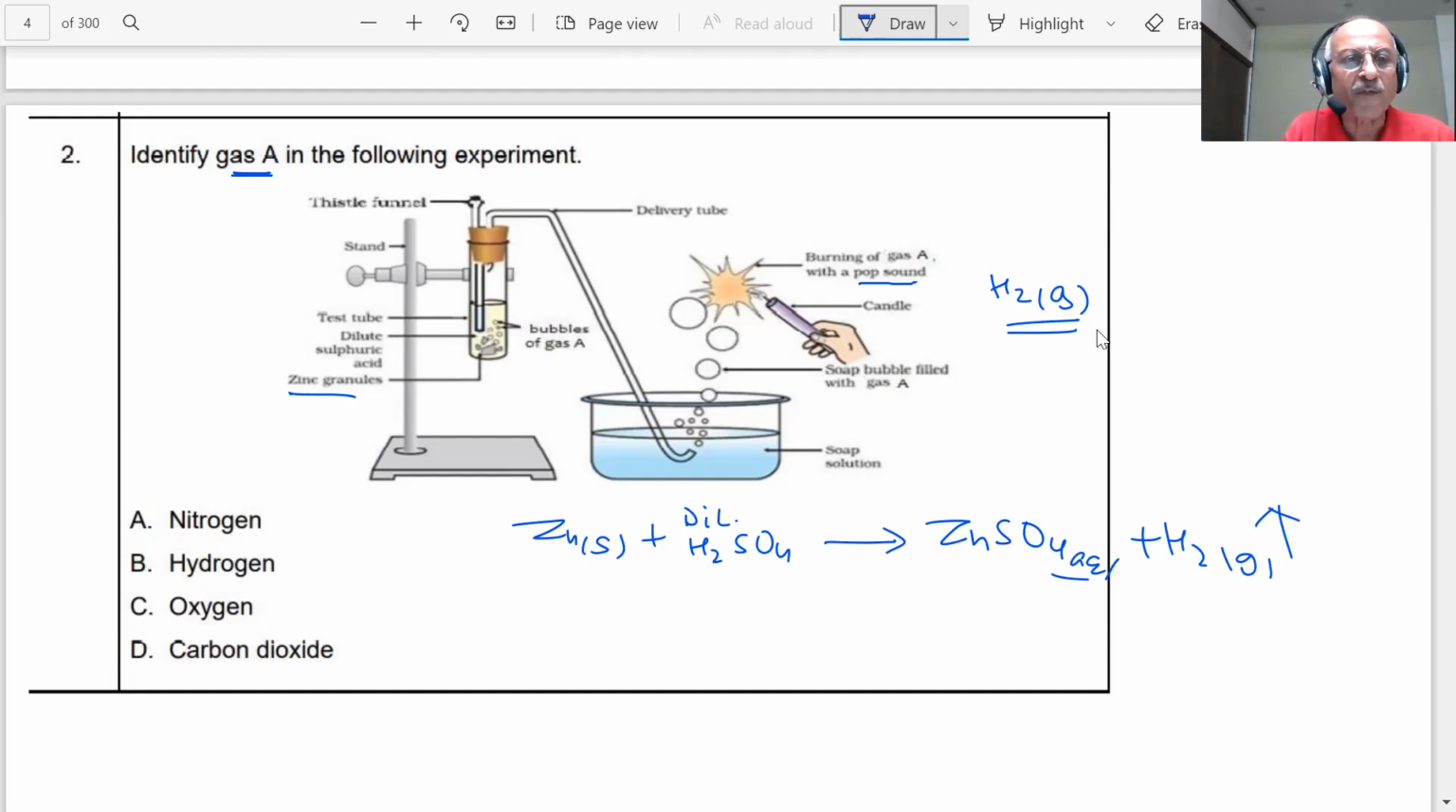Therefore, the answer for this question, identify the gas. Which gas is it? Nitrogen? No. Hydrogen? Yes, this is the correct answer. This is hydrogen gas. Therefore, the answer to question 2 is B, student. Our answer is B, which is hydrogen gas.